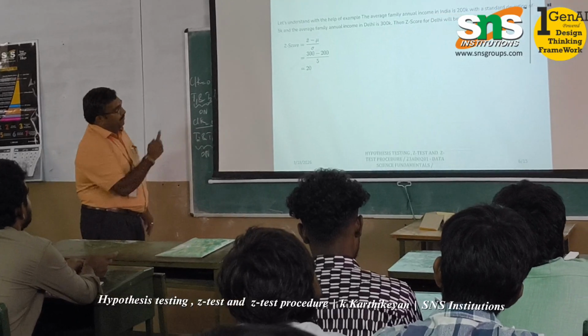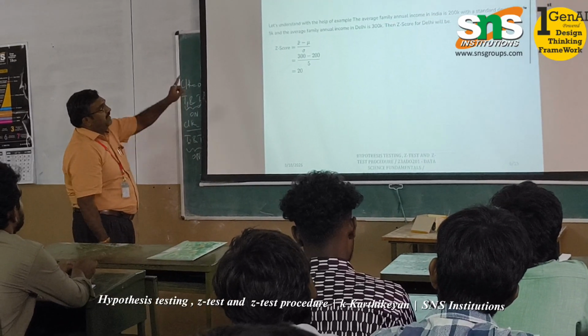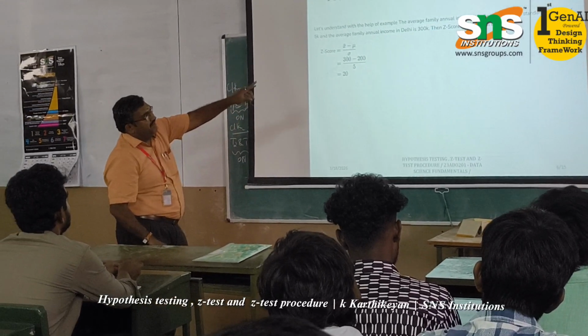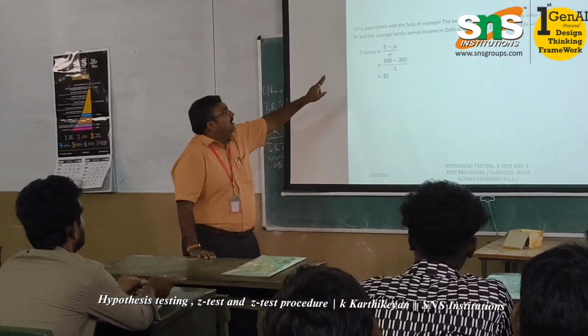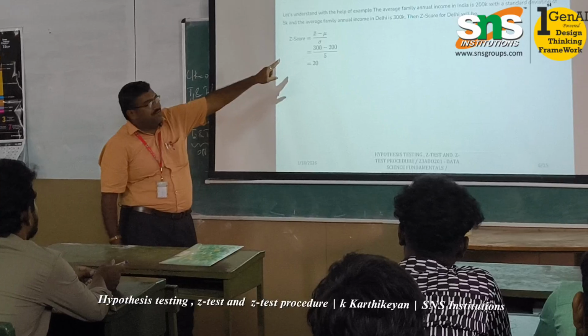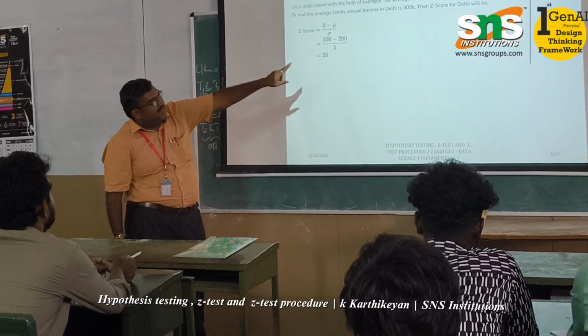This is a problem statement. Let us understand the example. The average family's income is 200K with a standard deviation of 8. The average family's annual income in Delhi is 300K. So is it good?